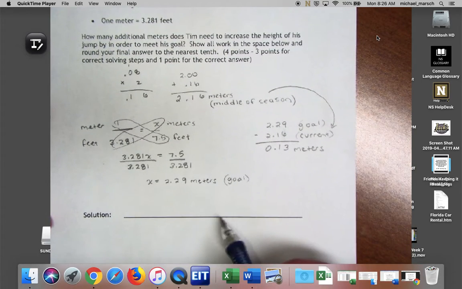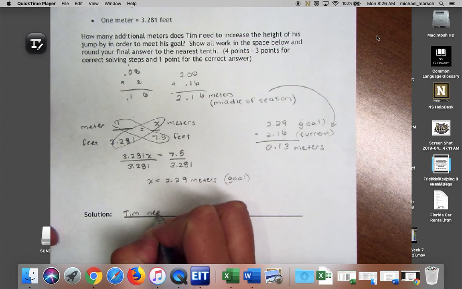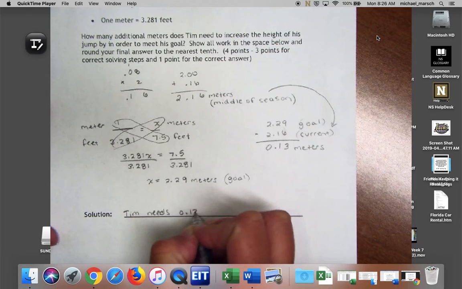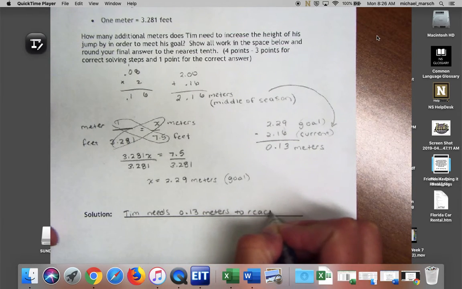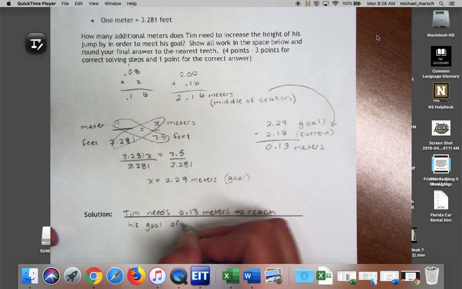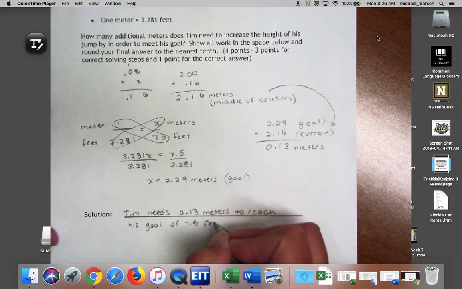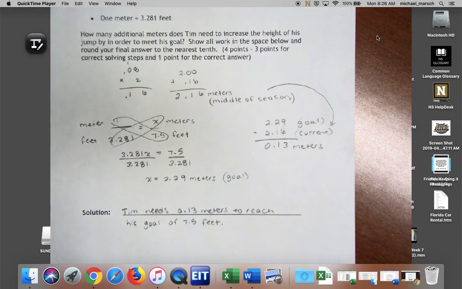So our solution is going to be that Tim needs 0.13 meters to reach his goal, 7.5 feet. Right, and again, we're talking about a high jump. You guys can picture that, right? Where they like run up to the mat and they kind of jump up and they're back and they arch and then they fall down on that cozy mat.